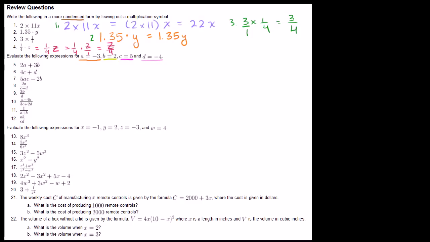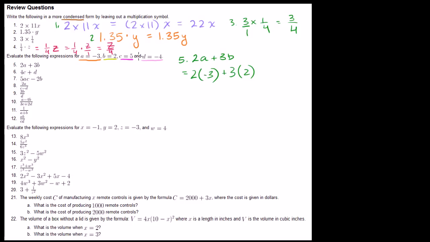And I'll do a couple of these. I won't do all of them, just for the sake of time. So let's say problem number 5, they gave us 2 times a plus 3 times b. Well, this is the same thing as 2 times, instead of an a, we know that a is going to be equal to negative 3. So 2 times negative 3 plus 3 times b. What's b? They're telling us that b is equal to 2. So 3 times 2.